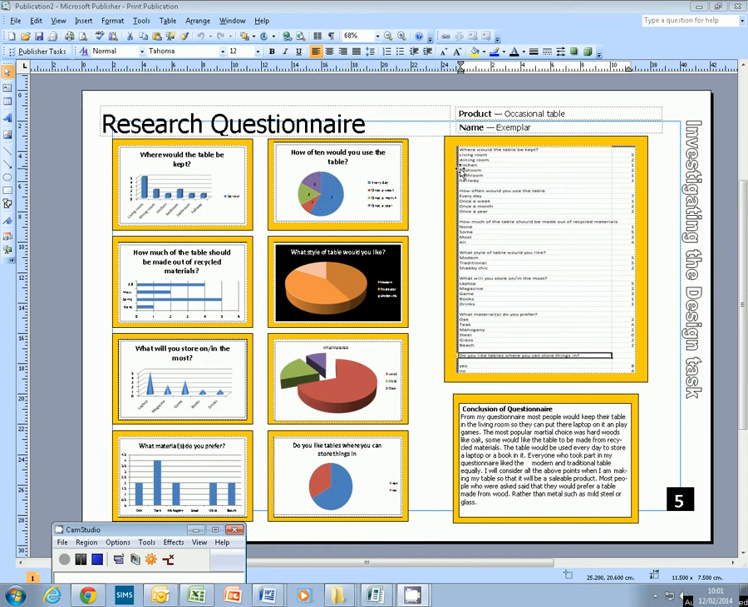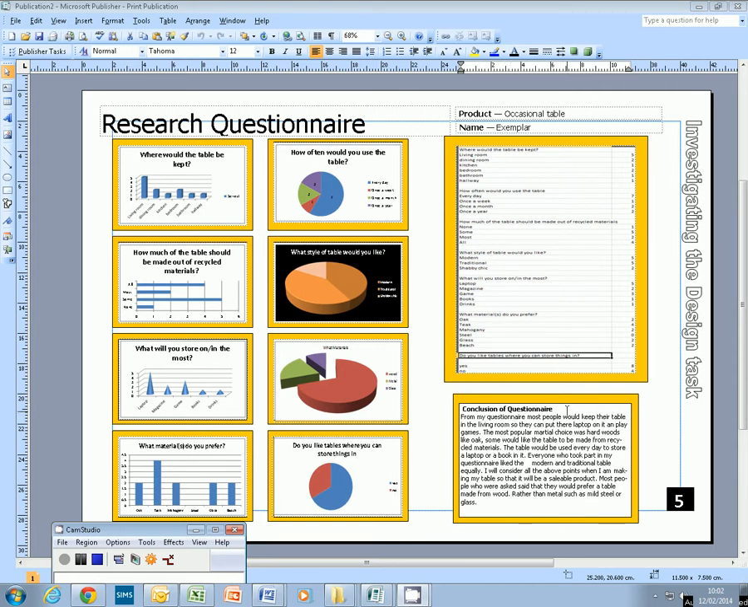So there's where would the table be kept, and here we've got a corresponding bar chart, and you can quite easily see that the results are clearly laid out. You can see quite easily that the main response was people would keep their table here in their living room. So it means that we've carried out a questionnaire, we've asked people about what they want, and we've shown the results clearly. And the last and quite important aspect of the questionnaire is the conclusion.